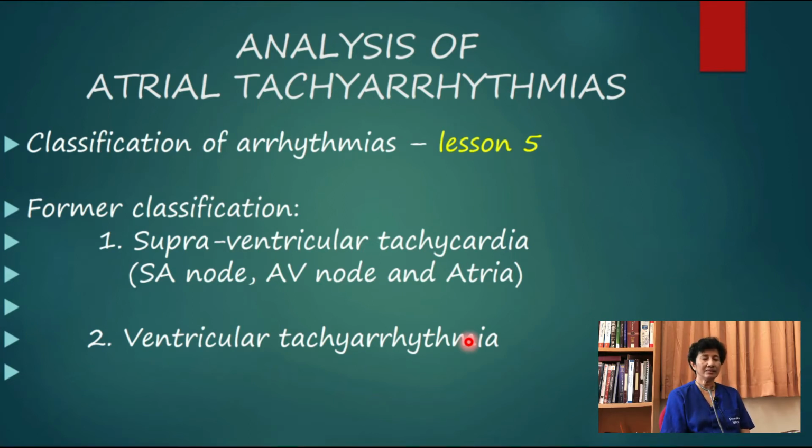Tachyarrhythmias are further classified according to RR interval and QRS duration. Therefore, in lesson 5, we categorized tachyarrhythmias into 4 subgroups. Those are regular narrow complex tachycardia, regular broad complex tachycardia, irregular narrow complex tachycardia, and irregular broad complex tachycardia.